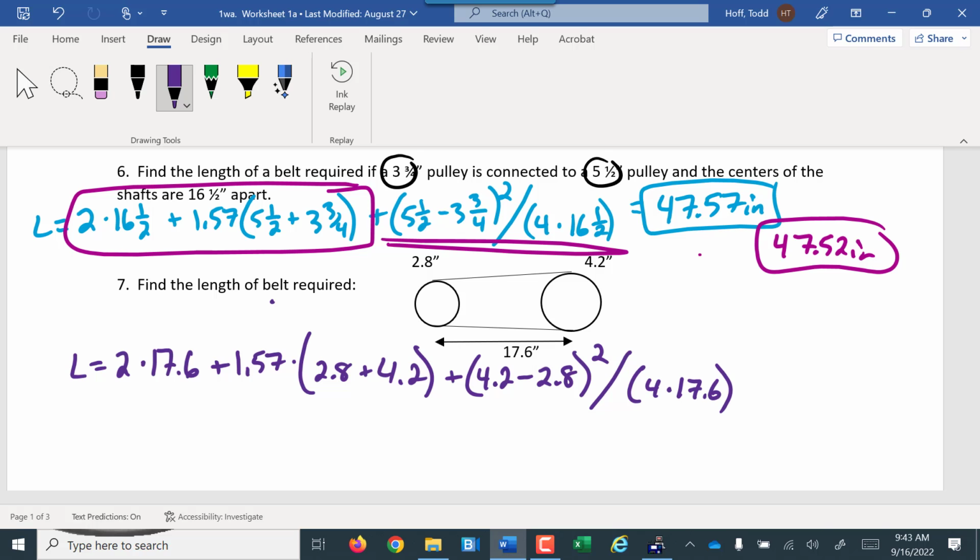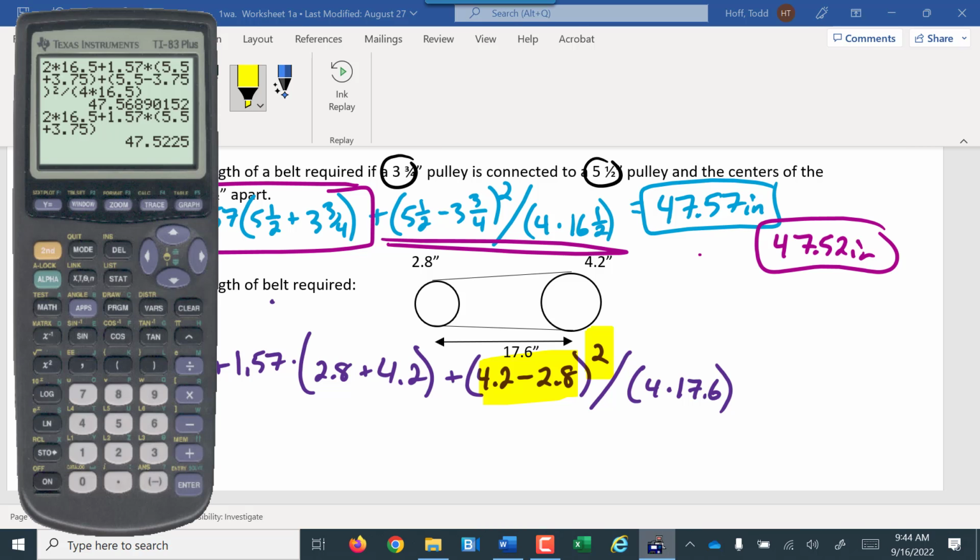Perfect. Now, I get asked all the time, does it matter what order you put these in here? Technically, yeah, it does. But when you do the calculation, you're going to square it. So 4.2 minus 2.8 would be a positive 1.4. Squared, that's 1.96. If you did it backwards, you get a negative 1.4. When you square it, it's still 1.96. So in this case, because it's squared, it doesn't make a difference, but you should get in the habit of always putting the bigger one first.